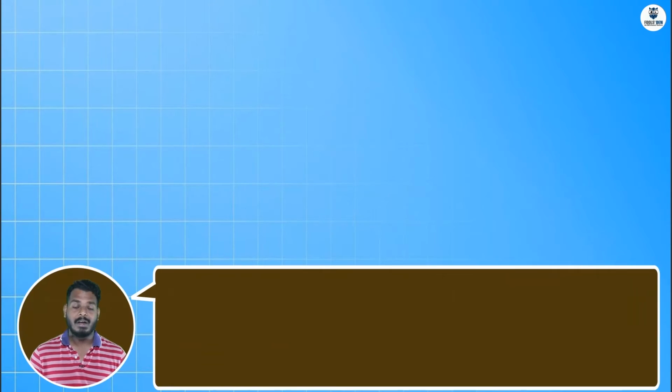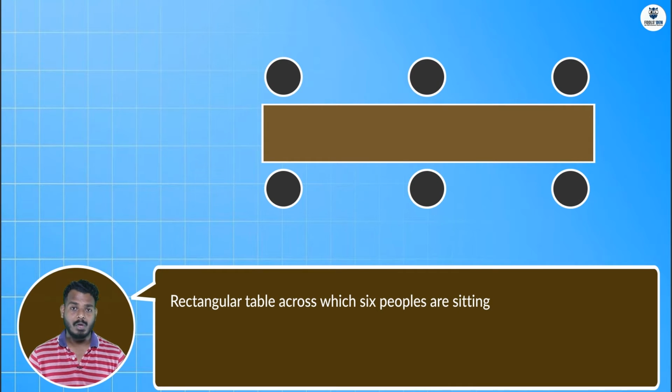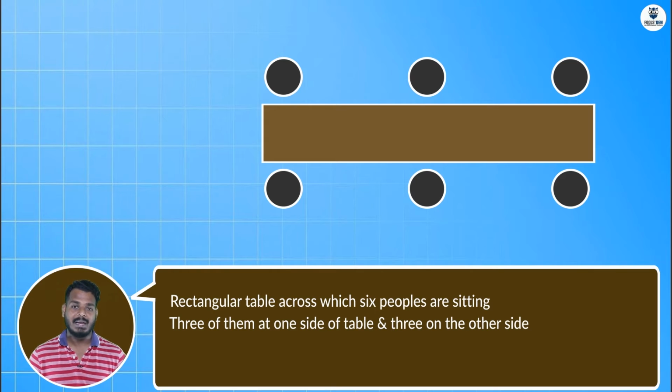Now let's take one more example, that of a rectangular table. A rectangular table across which 6 people are sitting, something like this. 3 of them on one side of the table and 3 on the other side. Now let's say it is given that Andy and Ben are sitting diagonally opposite. Here we can have 4 different cases, which are something like these.